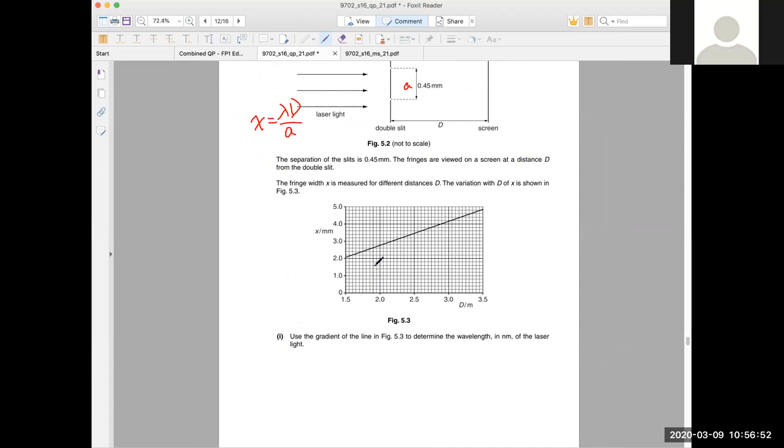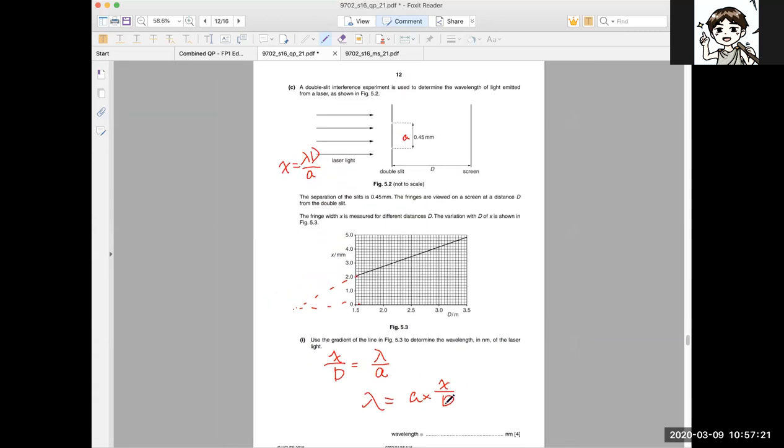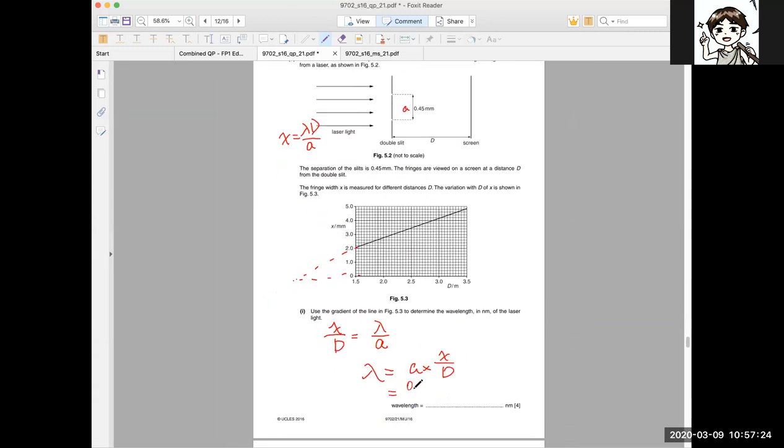Let me have a look. This graph actually passes through the origin, so it doesn't matter. If you find the gradient, you get the value of x over d. x over d equals lambda over a. You just rearrange this formula, and the wavelength can be written as a times the gradient of the graph. So a is 0.45 mm times the gradient. Can you finish this question by yourself?